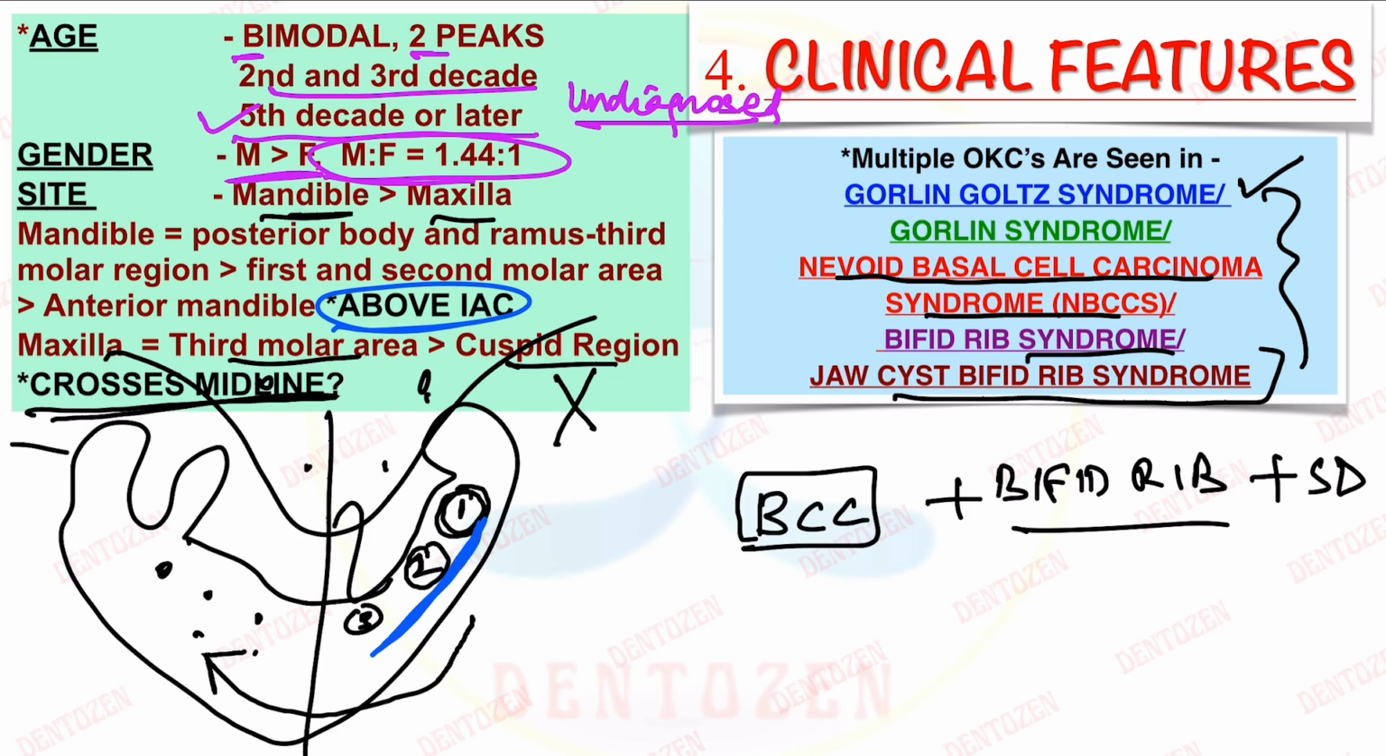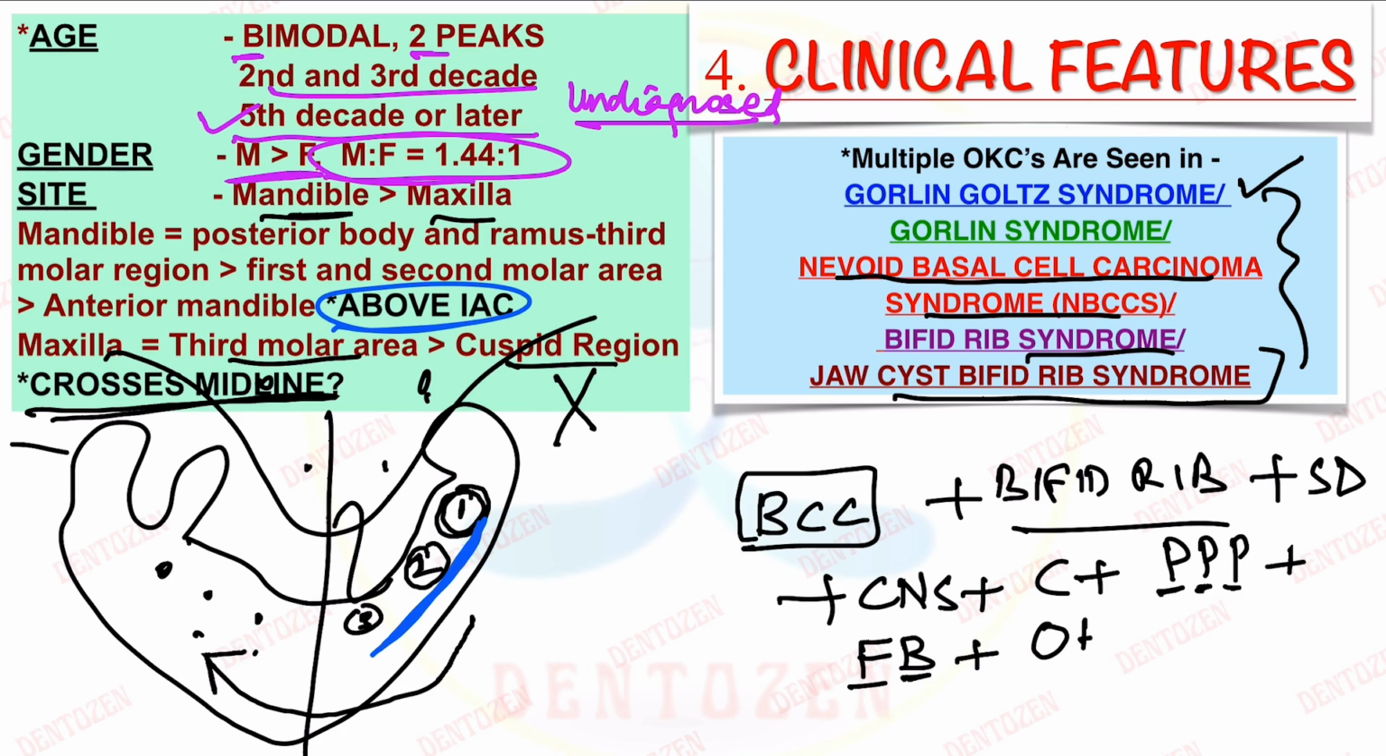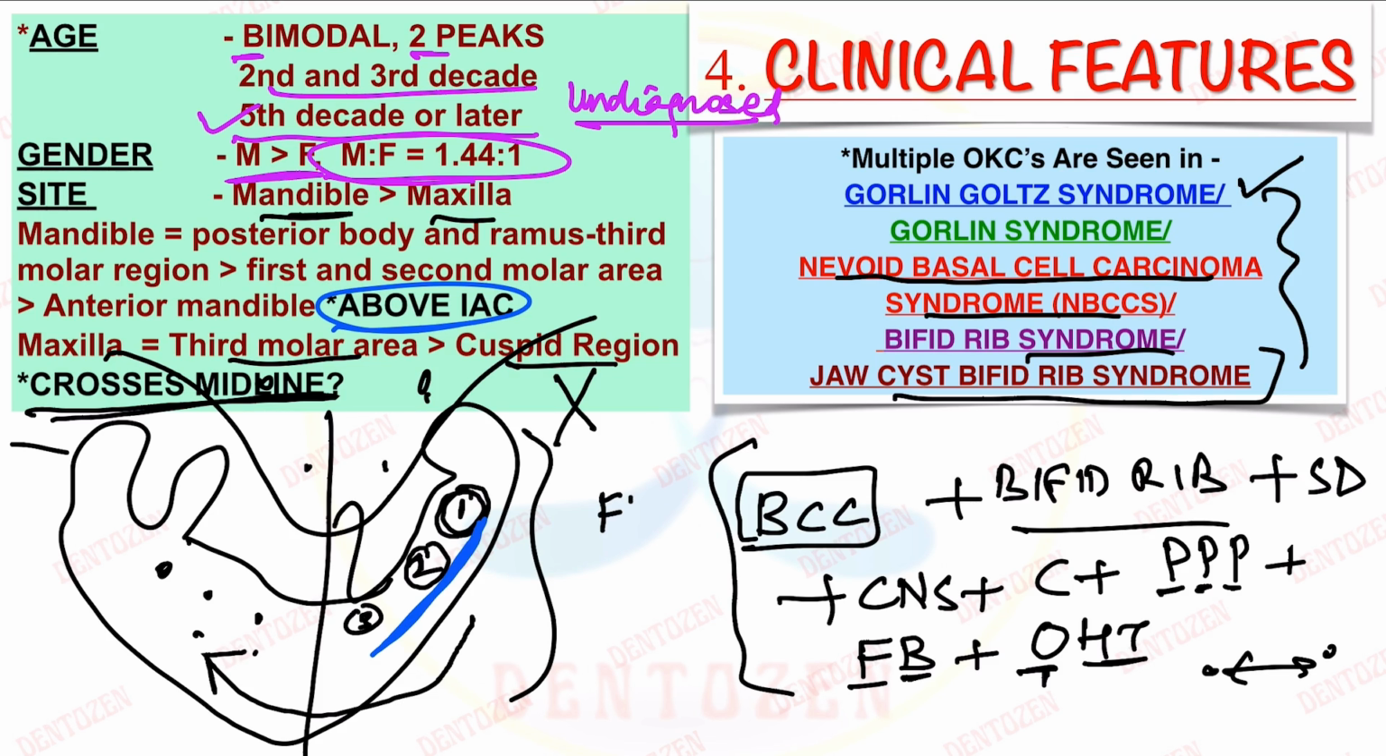Along with that, you can see skeletal defects, you can see central nervous system involvement, you can see calcifications, pits on the hands and feet, which are known as palmar plantar pits, and typical facial features like frontal bossing of the frontal bone, and ocular hypertelorism, that is increased distance between the eyes or widely spaced eyes. For diagnosis of this syndrome, we have to take family history, we have to take oral and skin examination, x-rays, OPG, and MRI of brain.